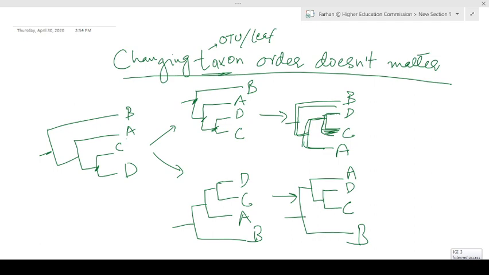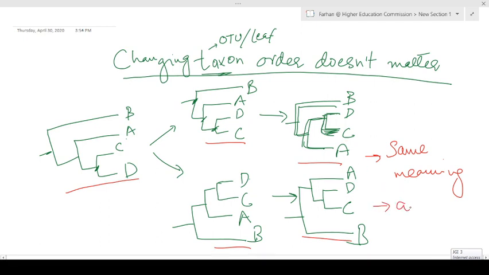All these trees, if you just pause the presentation and look at all these different trees, they might look different, but changing the order is not changing the meaning. All of these trees have the same meaning, because the ancestral relationship is the same, right? So just understand that the ancestral relationship is the same.